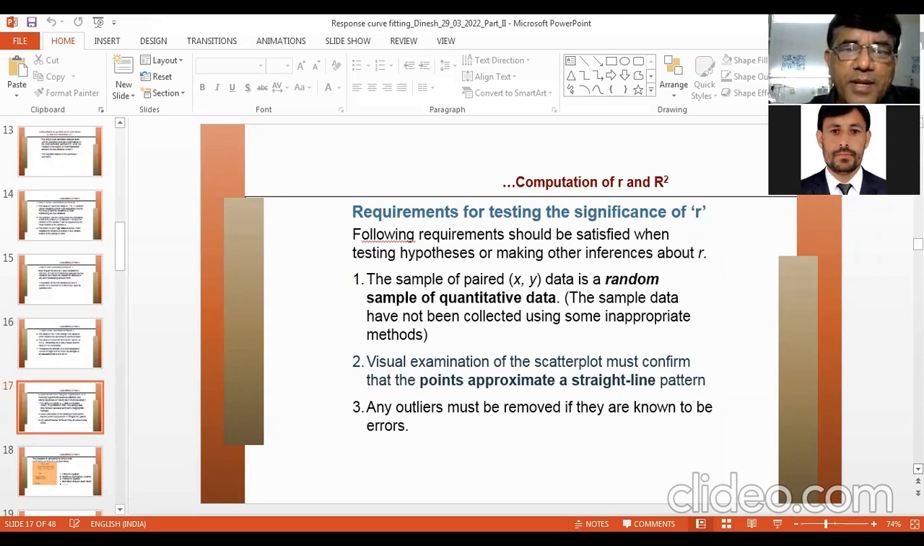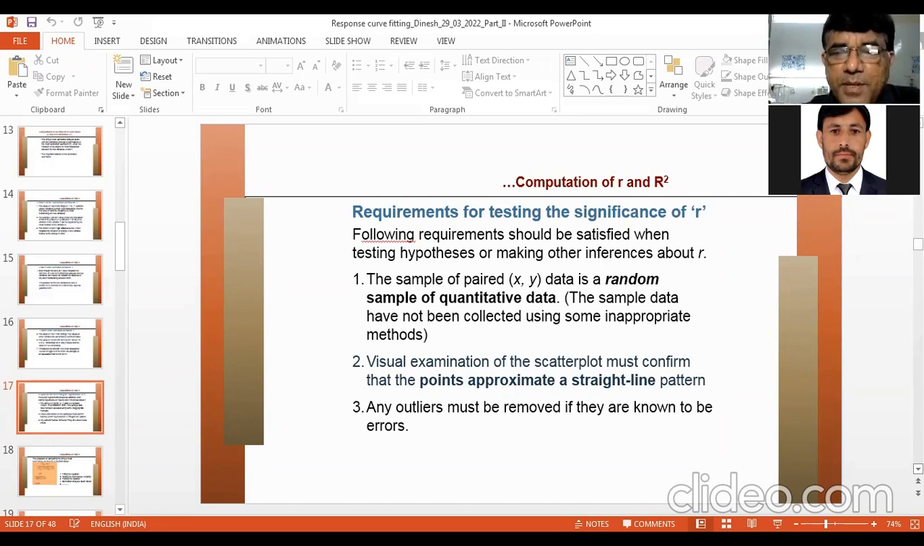The sample data must not have been collected using inappropriate methods, which means all statistical procedures should be followed. Your sample should be a random sample. Visual examination of the scatter plot must confirm that the points approximate a straight line. I have shown you, some time back, a positive correlation and a negative correlation. Just by seeing the scatter plot, you will get an idea whether the data is following a certain trend or not. So it must follow a linear trend or linear pattern. Then only can you go for analysis of the coefficient of correlation.